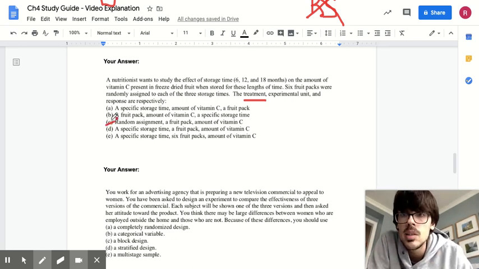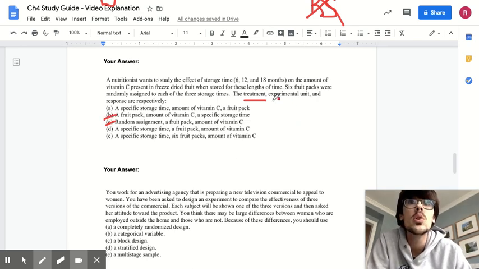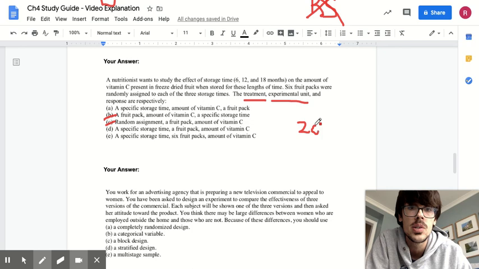So C is wrong, B is wrong as well. Experimental unit is a big one here, and this is something I actually want to talk about. On the 2019, so this is last year's test for my current students. Oh, you're all my current students, I guess.